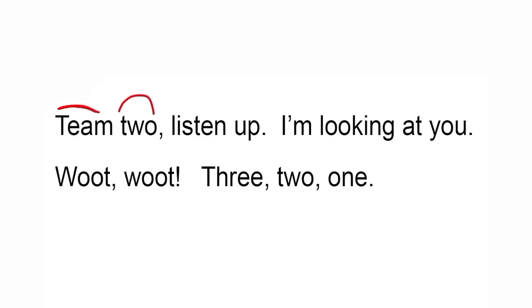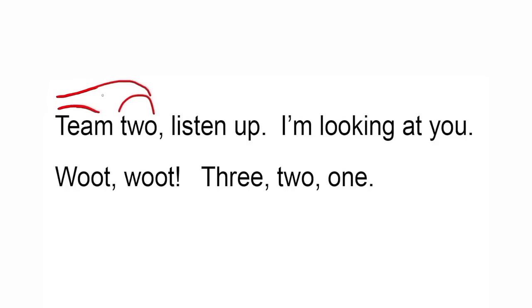And actually, I wrote that poorly. That should look like this. Team two. In English, we don't want choppy words within a thought group. We don't want them to feel separate. We always want them to feel very connected. The intonation, the pitch always changes smoothly.